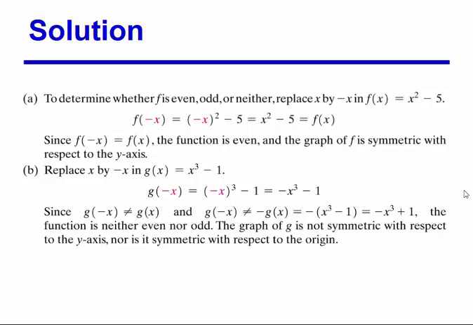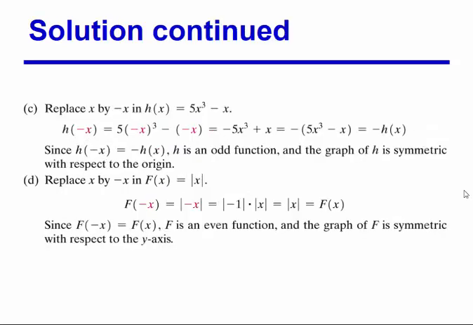For B, we'll replace x with negative x, so it becomes g of negative x, which is negative x to the third power minus 1, which is negative x cubed minus 1. Since g of negative x does not equal g of x, and g of negative x does not equal negative g of x, which is equal to negative x cubed plus 1, the function is neither even nor odd. The graph of g is not symmetric with respect to the y-axis, nor is it symmetric with respect to the origin.